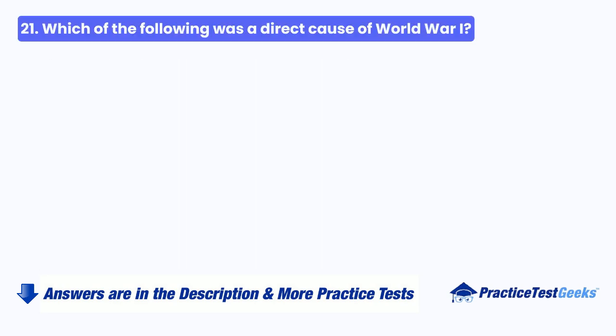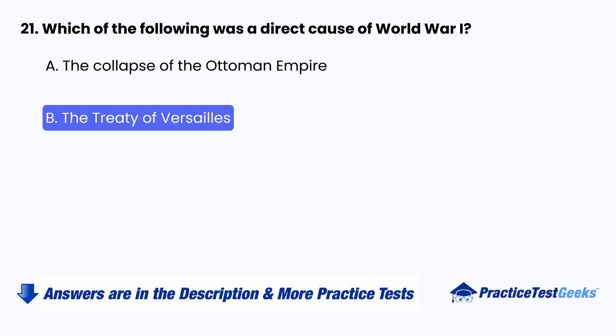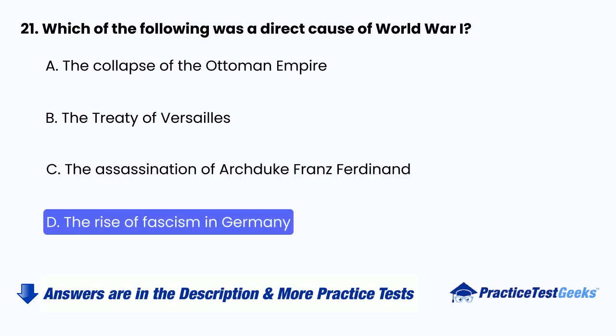21. Which of the following was a direct cause of World War I? A. The collapse of the Ottoman Empire. B. The Treaty of Versailles. C. The assassination of Archduke Franz Ferdinand. D. The rise of fascism in Germany.